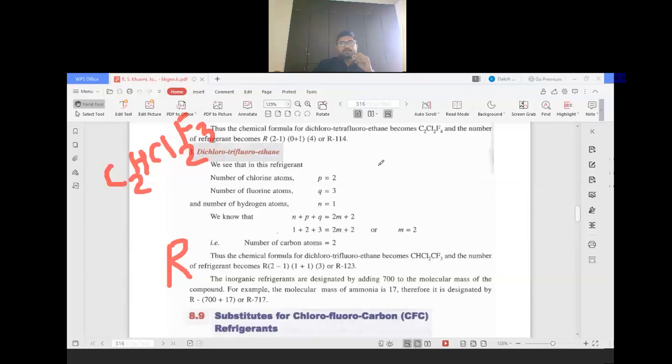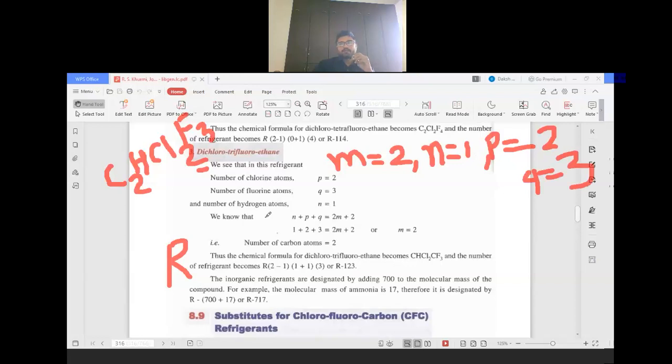So here you can see what is m. m means our 2. What is n? n is our 1. What is p? What is p here? p is 2. And what is q? q is basically 3. Clear? So let us write down the number.